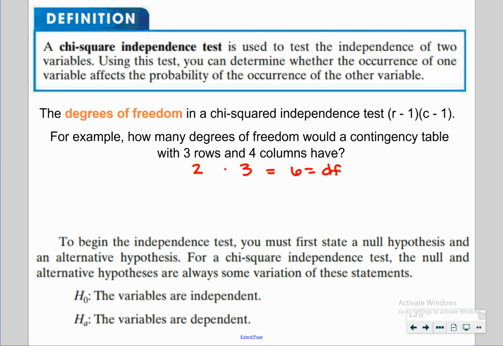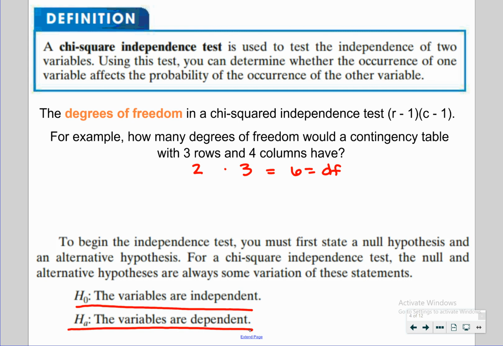Level of significance is still going to be the same. When you do an independence test, the null and the alternative will always be the same. Okay, so the null is going to be that the variables are independent of one another, and the claim, well, the claim could be either, I guess. The alternative is going to be the variables are dependent of one another. Okay, so one depends on the other.